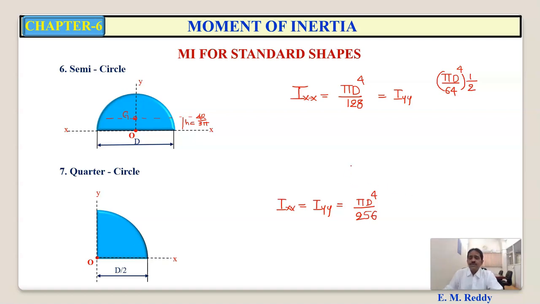Okay. So for a circle, the moment of inertia is pi d raised to 4 by 64. For a semicircle, divided by 2, pi d raised to 4 by 128. Quarter circle, further divided by 2. That is pi d raised to 4 by 256.